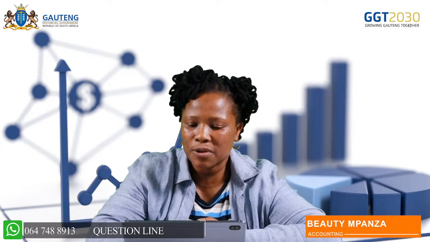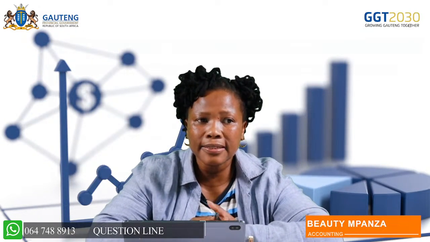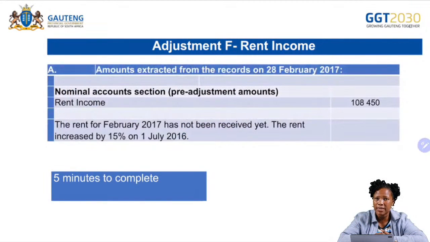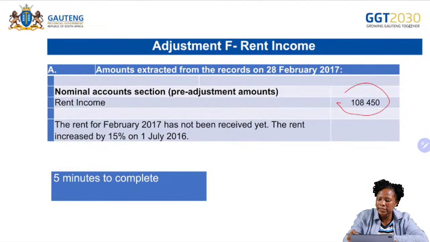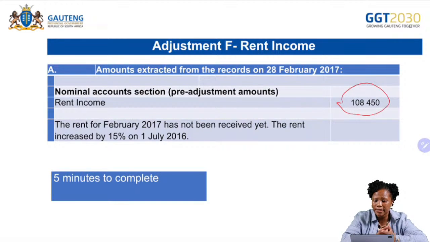Okay, remember that the question said to us that the rent income according to the pre-adjustment trial balance amounted to 108,450. That was the rent income. And the rent for February has not been received. That is, 28 February is the end of our accounting period, and that's our cutoff point. The rent has not been received for February. We only received for 11 months. And the rent increased by 15% on the 1st of July 2016.